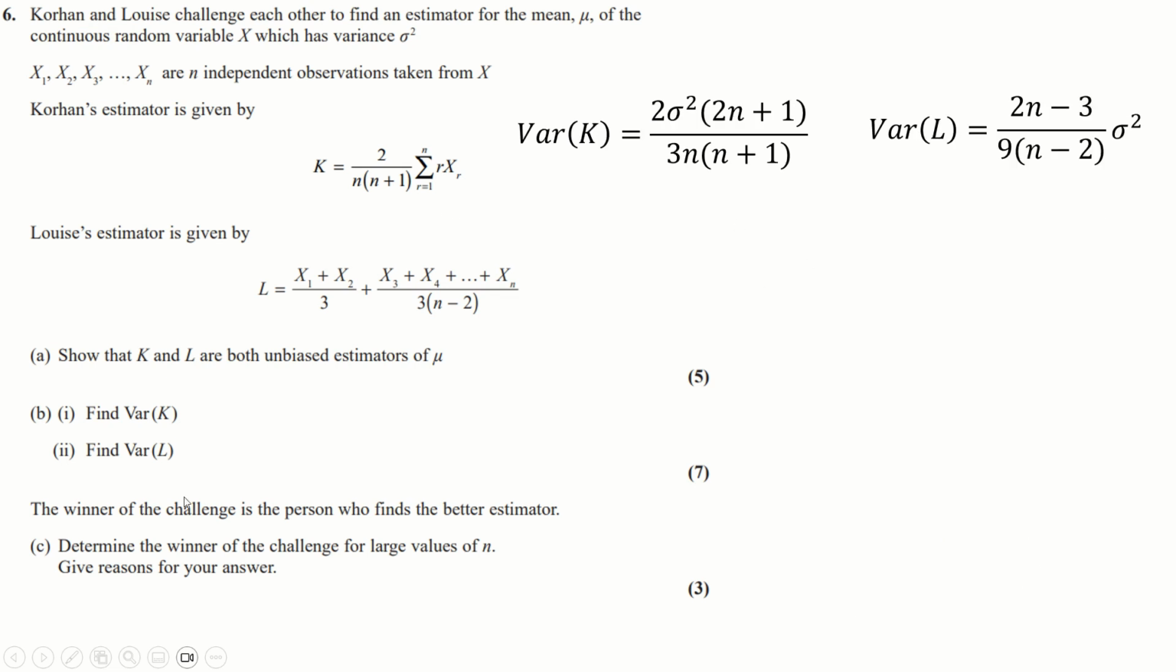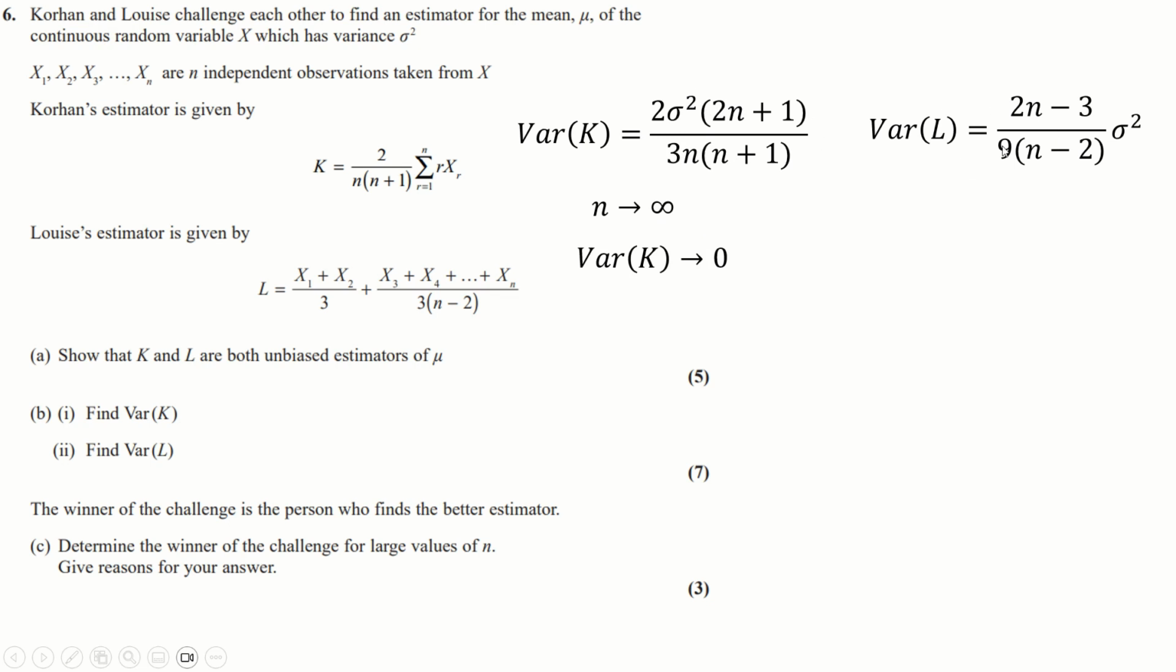And it says the winner is the person who finds the better estimator. Now, it isn't clear which one is less than the other one. But when n is very large, what happens to this one? Well, there's a quadratic term of n on the bottom here, and only a linear one on top. So when n goes to infinity, this entire thing just tends to 0. That's very good. It's very good that the variance goes to 0 as n becomes very, very large because of that quadratic term, just massively outdoing anything that's on the top here.